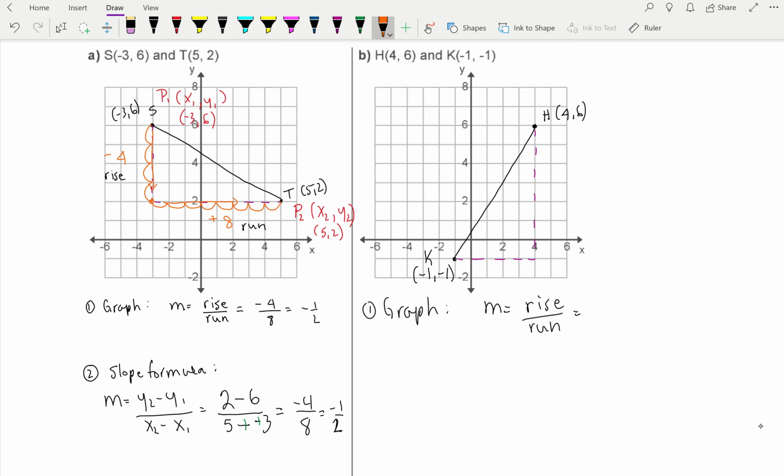I'm going to start at H and move down. How many spaces is that? 1, 2, 3, 4, 5, 6, 7. So down -7. And then to the left, 1, 2, 3, 4, 5. So I have a rise which is negative 7. Oops, sorry, to the left, negative 5. And so I'm going to have a run of negative 5, so my slope is 7/5. Okay, slope formula.